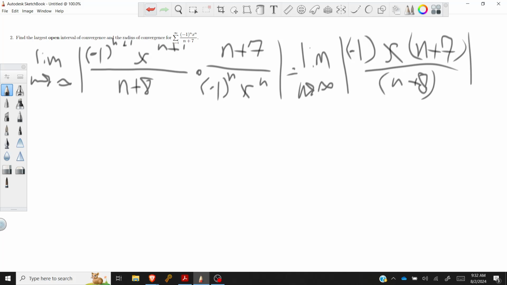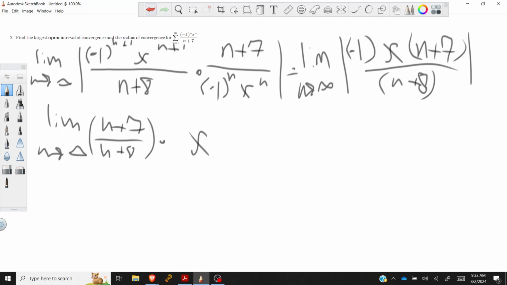So as n approaches infinity, these constants being added are going to be negligible, and then we're just left with n over n, and they have the same coefficient, so that's going to be equal to 1. If you want to write out that step, feel free. It's going to be n plus 7 over n plus 8 times your x over 1. And I guess there's a -1, but it does not matter because it's in an absolute value. So you notice this is 1, this is multiplied by x, so the limit of this is going to be equal to x.